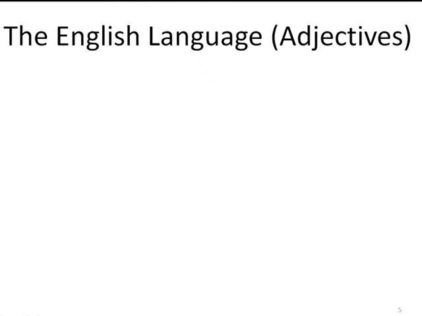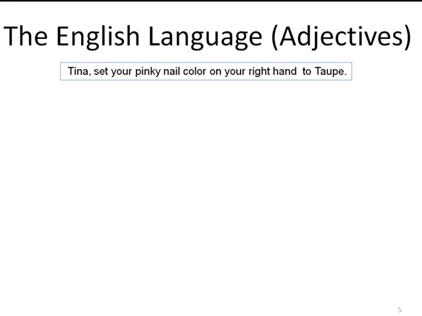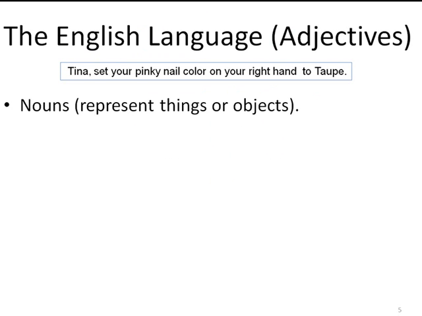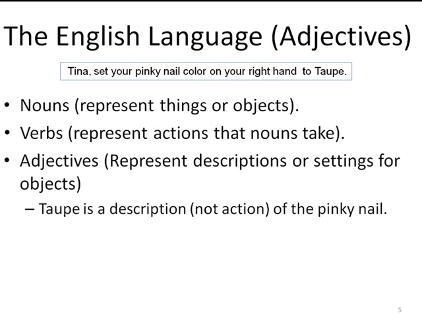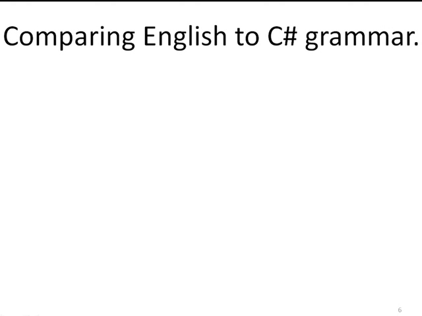Well, what about adjectives? For example, let's do this. Tina, set your pinky nail color on your right hand to taupe. Nouns represent objects or things. Verbs represent actions. Now, adjectives represent settings or properties or descriptions for those objects. Taupe is a description, not an action, of the pinky nail.